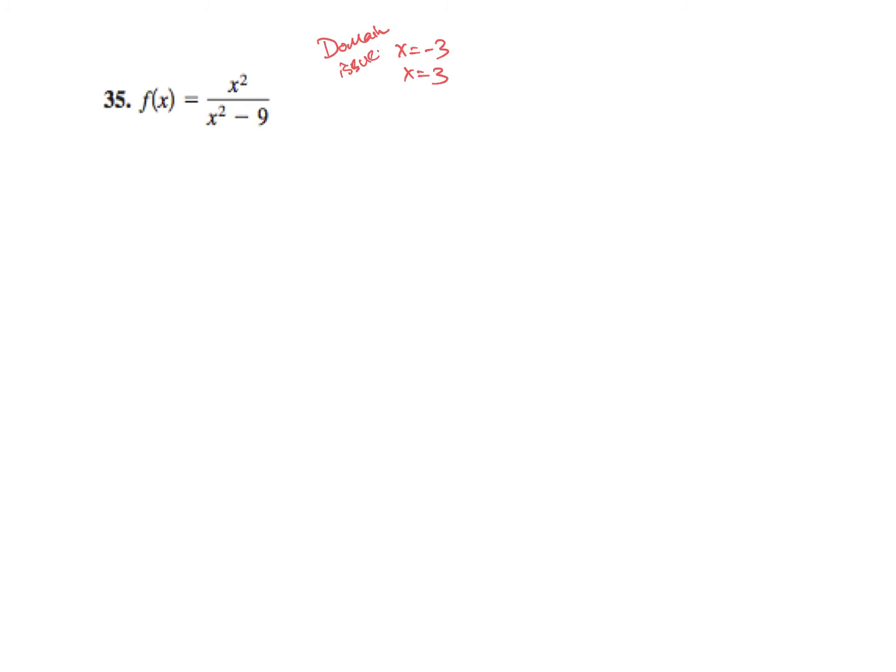So can relatives occur there? No, because really what's happening is we have vertical asymptotes. That's truly what's happening because I get a number over 0.